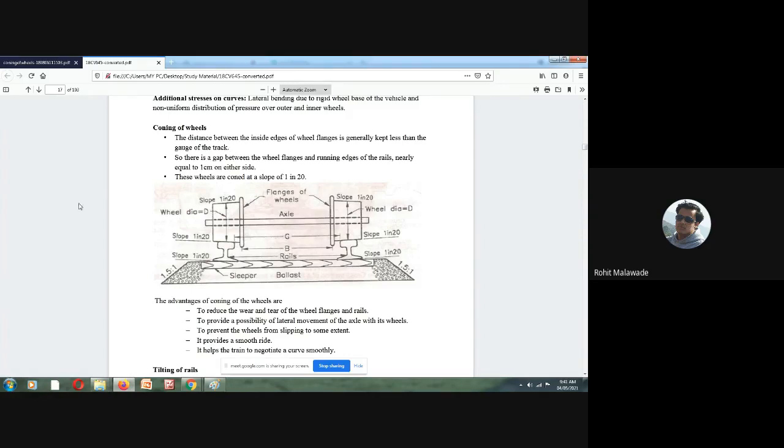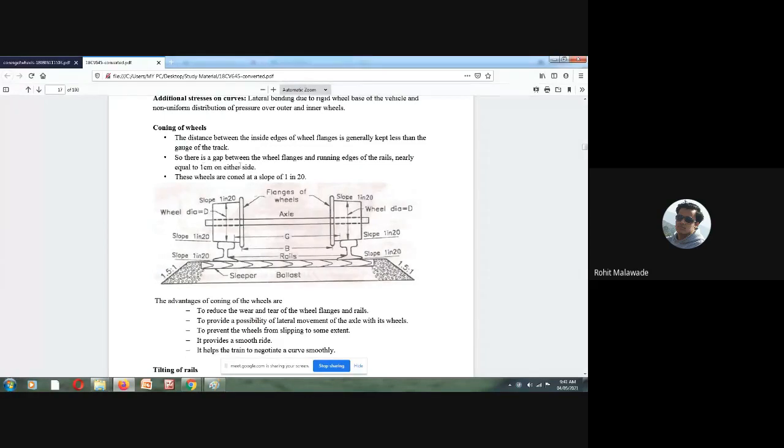Okay. Now, here, the distance between the inside edges of the flanges is generally kept less than the gauge of the track. You can see this B is nothing but the flange distance between the two wheels, and G is nothing but the gauge distance. Here, if you can observe, the flange distance between the two wheels is kept smaller than the gauge of the track.